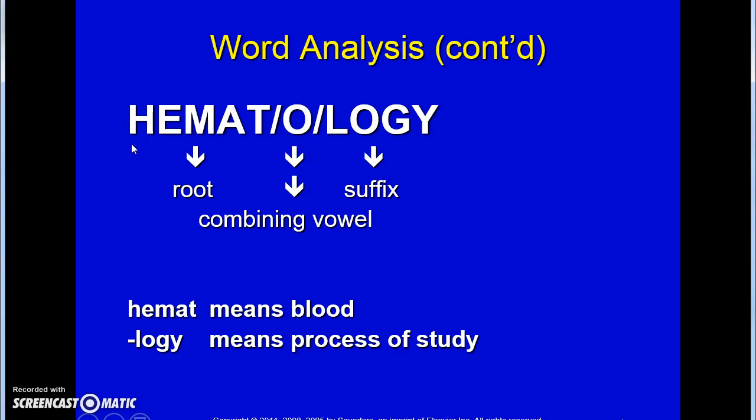When we're looking through the book, there's another term called a combining form. The combining form is the root word plus the combining vowel. When you put those together, hemato is your combining form. All medical terms have a combining form because you have to have a root and you have to have a combining vowel that puts them together.